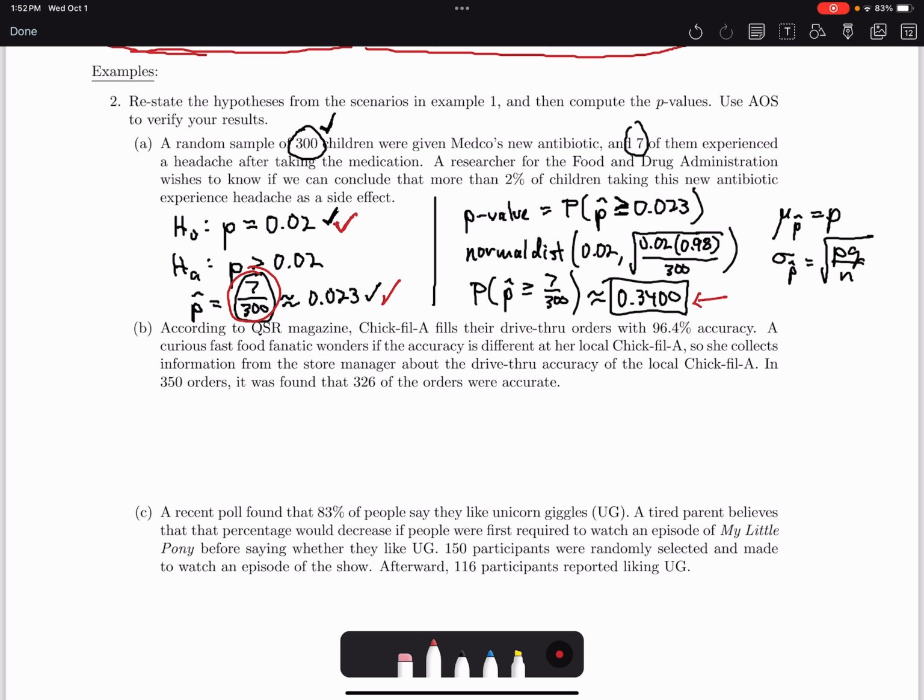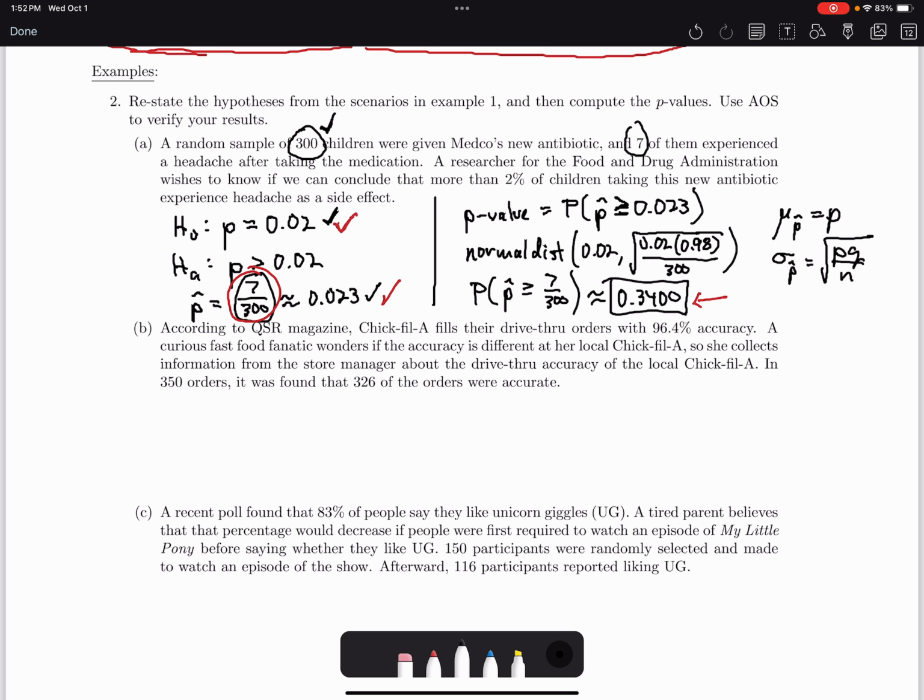Let's look at part B. It says, according to QSR Magazine, Chick-fil-A fills their drive-thru orders with 96.4% accuracy. A curious fast food fanatic wonders if the accuracy is different at her local Chick-fil-A, so she collects information from the store manager about the drive-thru accuracy of the local Chick-fil-A. In 350 orders, it was found that 326 were accurate.